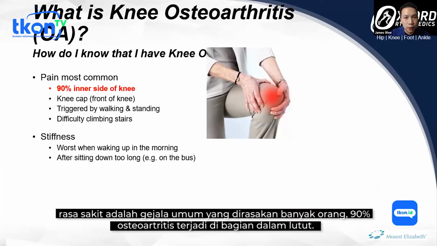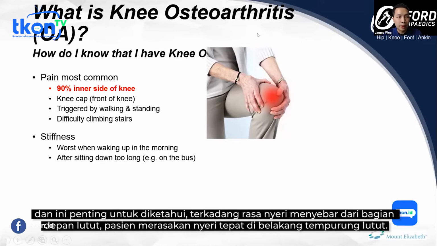So what is knee OA or knee arthritis, and how do I know I have knee OA? Pain is the most common presentation or complaint, and 90% of patients first develop pain on the inner side of the knee, as you can see in the picture there. And this is important to note. That's normally where it begins. Sometimes it spreads to the front of the knee as well, and so patients get pain just behind the kneecap.